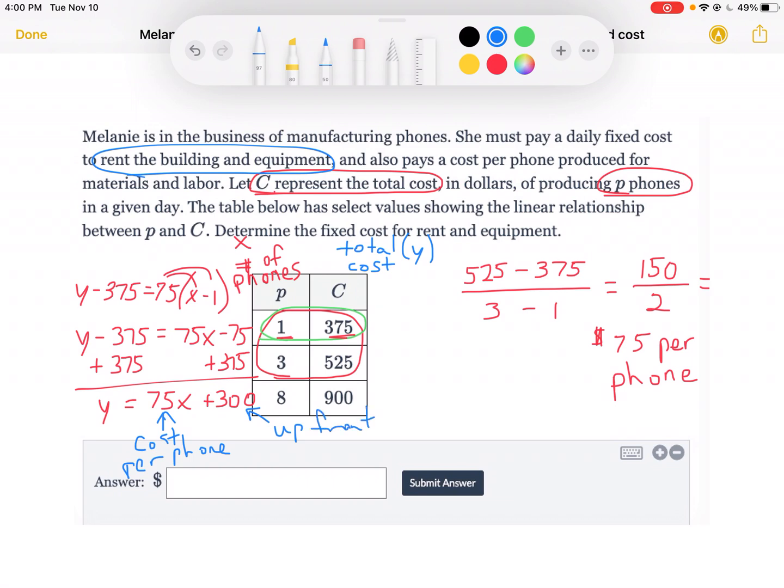Okay, we don't get charged $300 for every single phone. We get charged $300 one time. And so when we answer this question, they're asking, determine the fixed cost for rent and equipment. That's the $300 up front. So we put that in and hit submit.